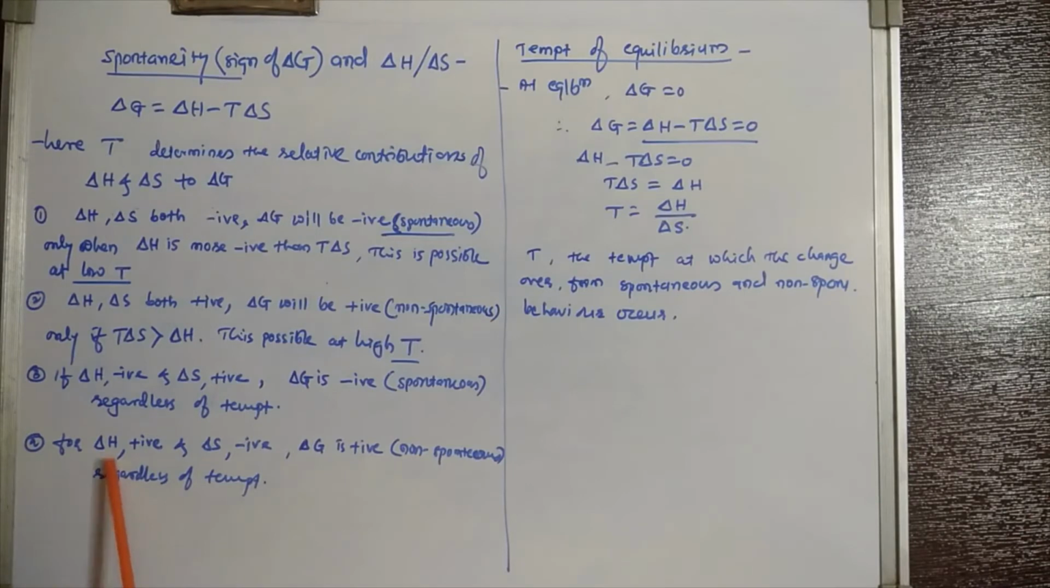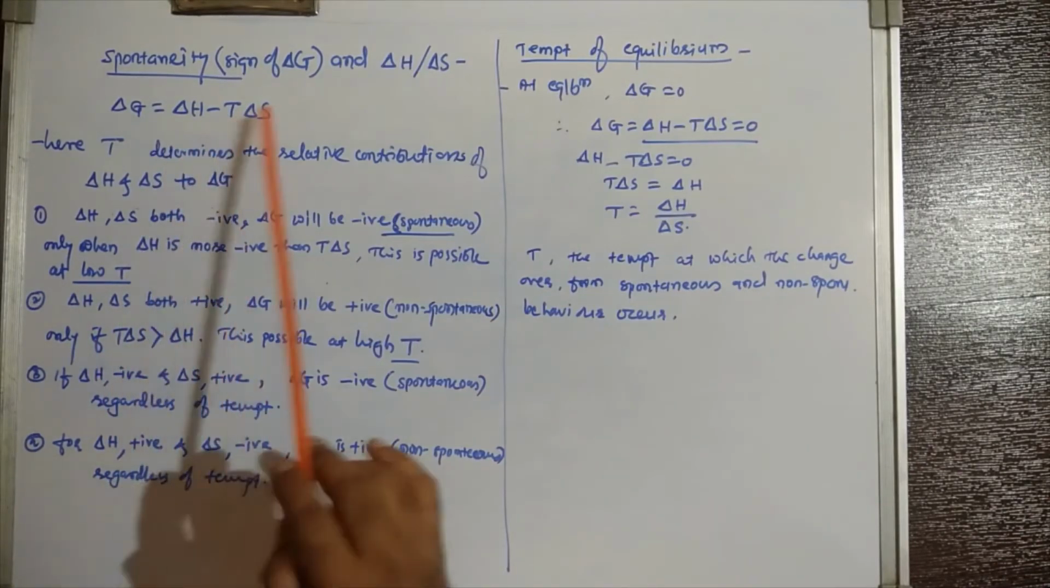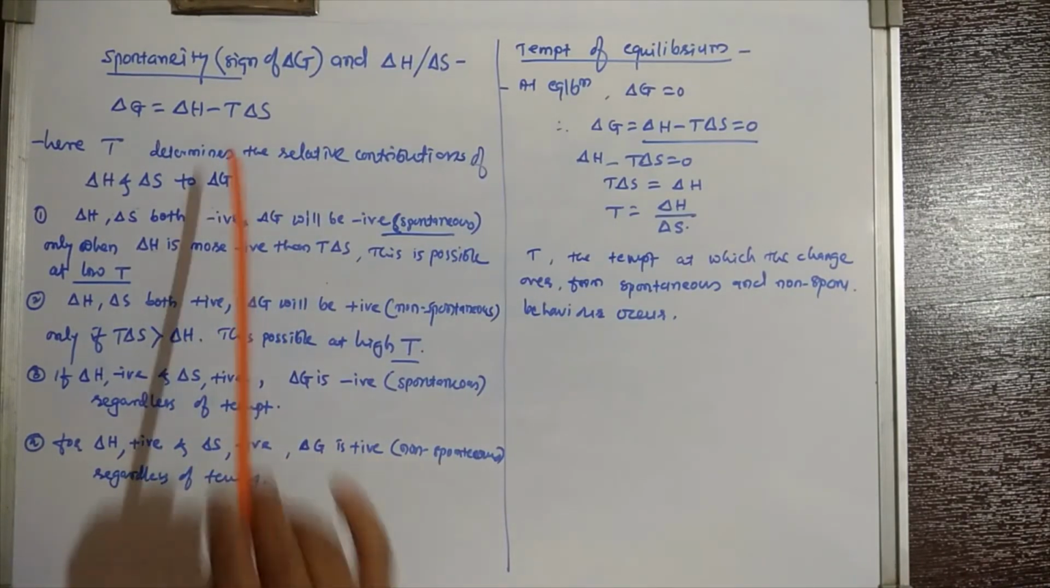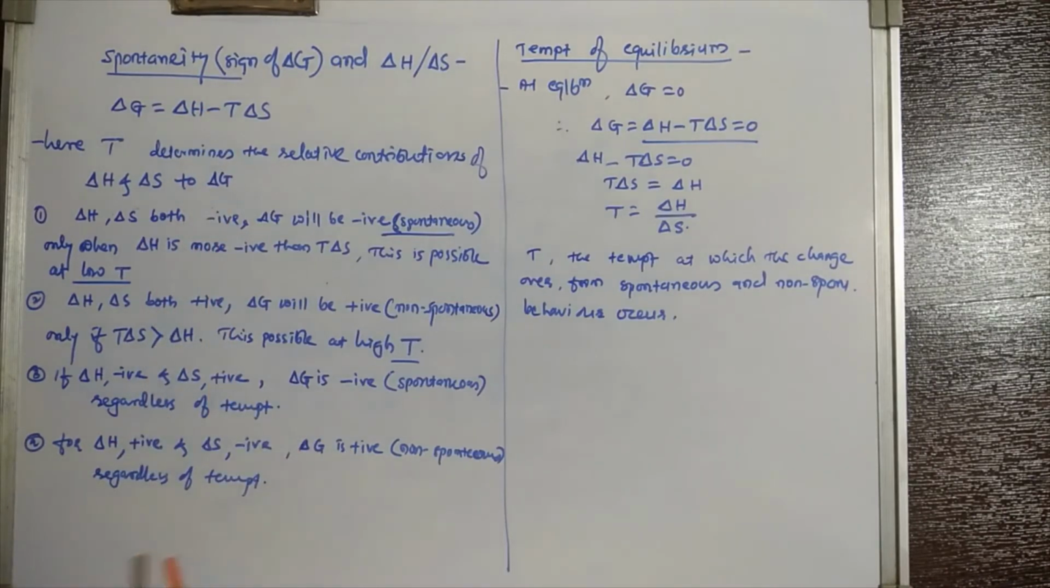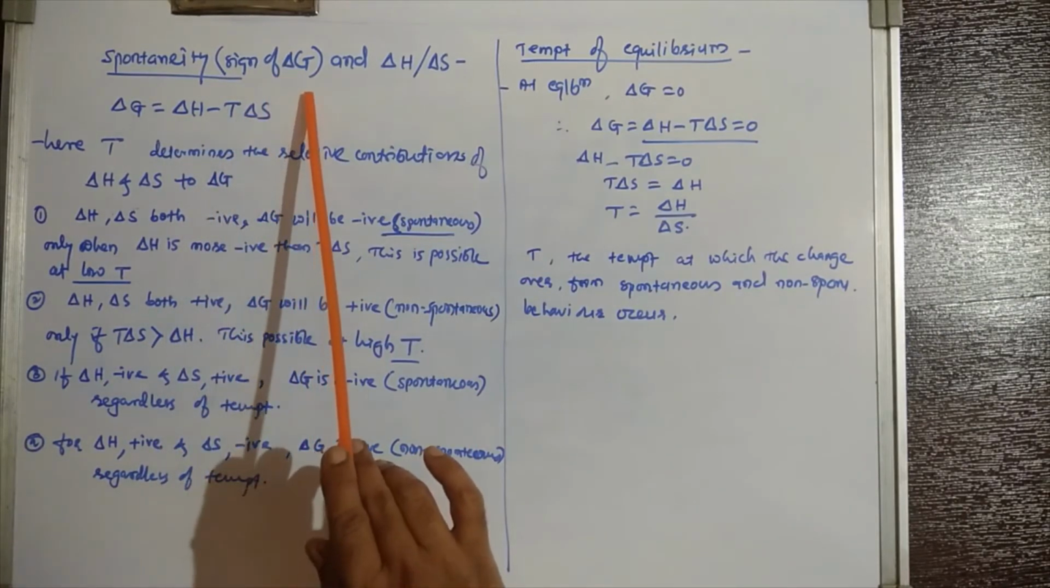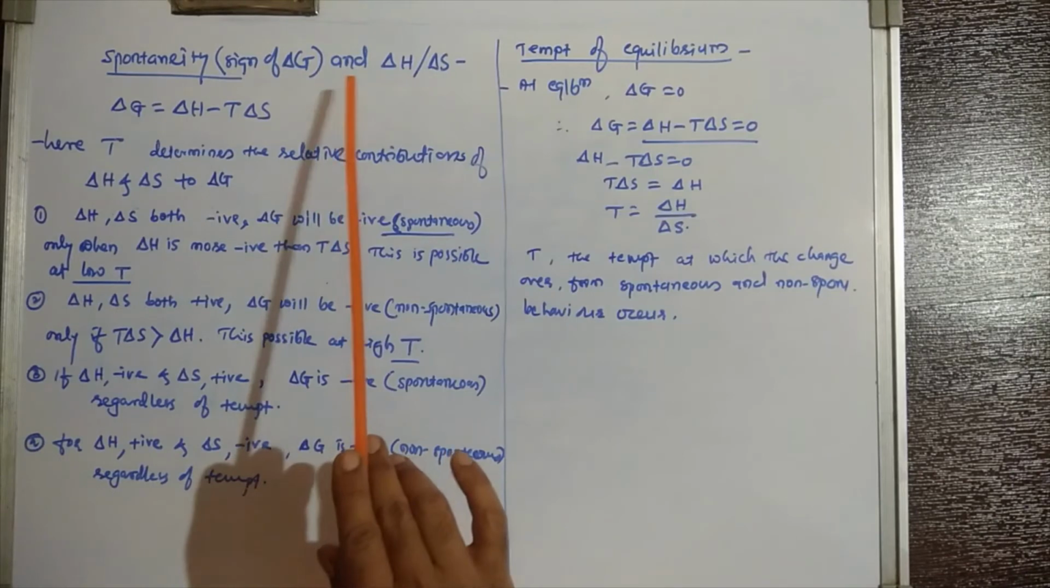Now for delta H positive and delta S negative, if this term is positive and this term will be negative, then ultimately delta G is positive, because delta S negative becomes positive, and the whole value for delta G becomes positive, and the process will be non-spontaneous for all temperatures. Okay, so this is all about the spontaneity and the sign of delta G depending upon the temperature, delta H and delta S.